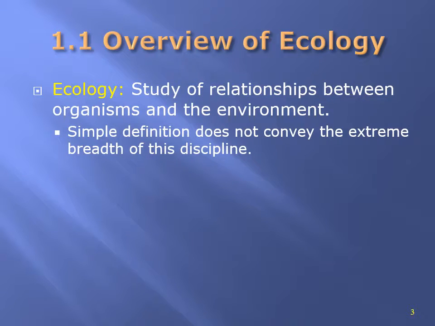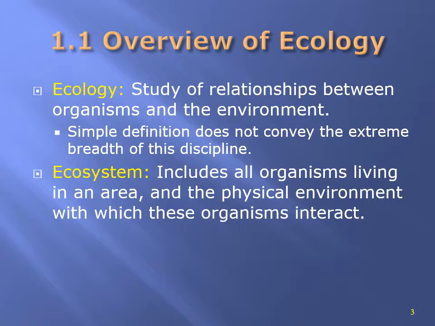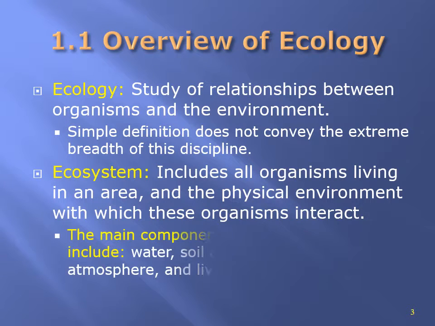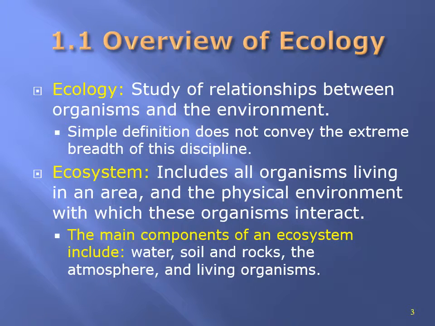The simple definition does not convey the extreme breadth of this discipline. An ecosystem includes all organisms living in an area and the physical environment with which these organisms interact. So when you're studying ecology, you're looking at a huge variety of things that influence the organisms in their environment. The main components of an ecosystem include water, soil and rocks, the atmosphere, and living organisms.